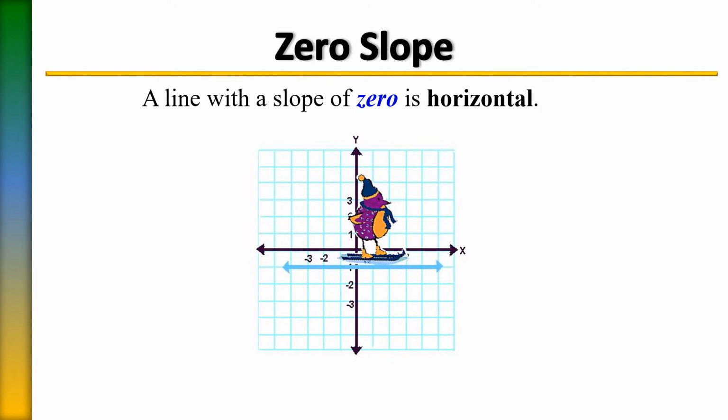Here you see a horizontal line. A horizontal line indicates that there was no change. There was no increase. There was no decrease. It stayed the same. It was constant throughout the entire line. So this particular line has a slope of 0 because, again, there was no change. It was constant. Any horizontal line has a 0 slope.